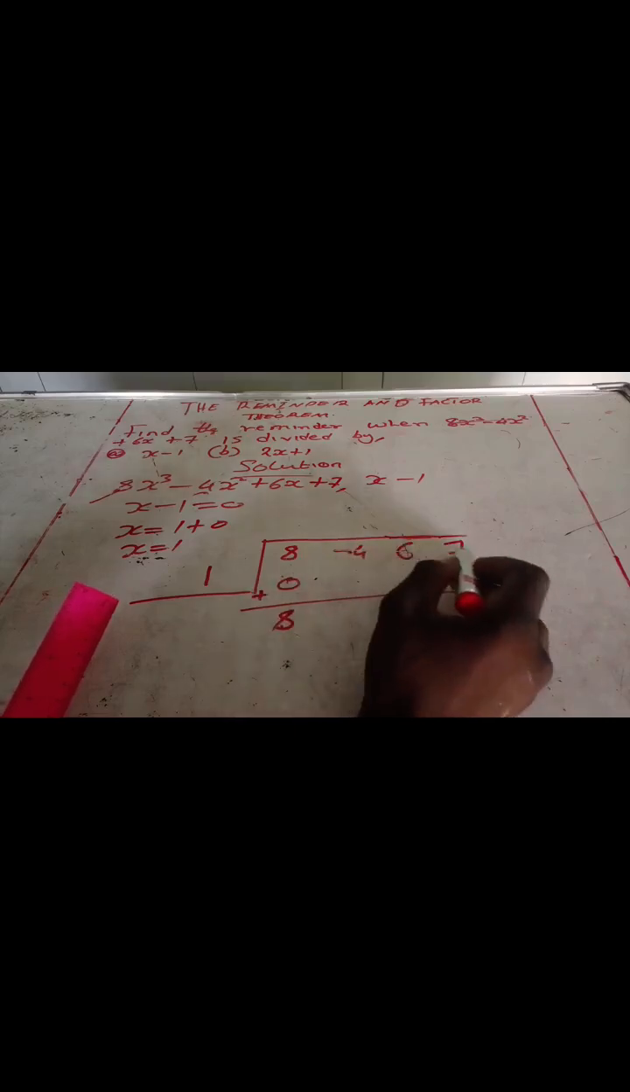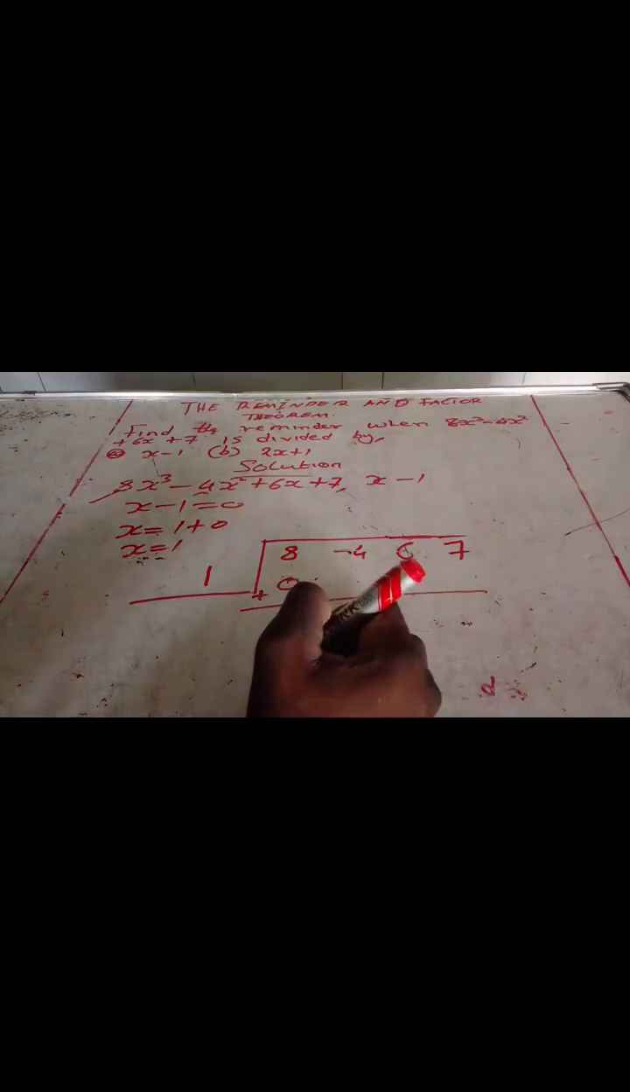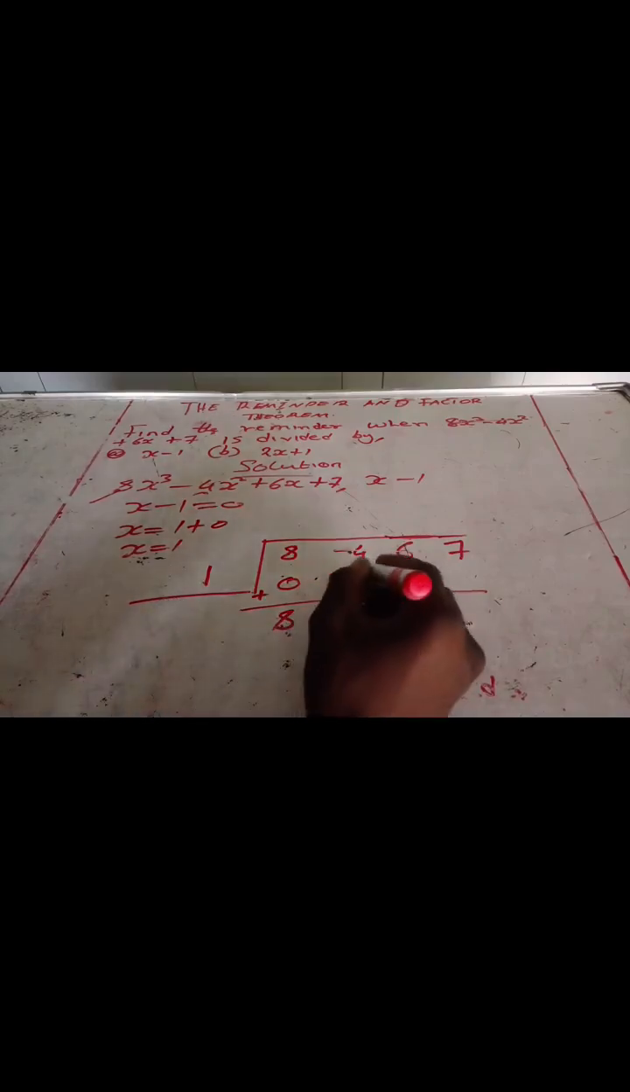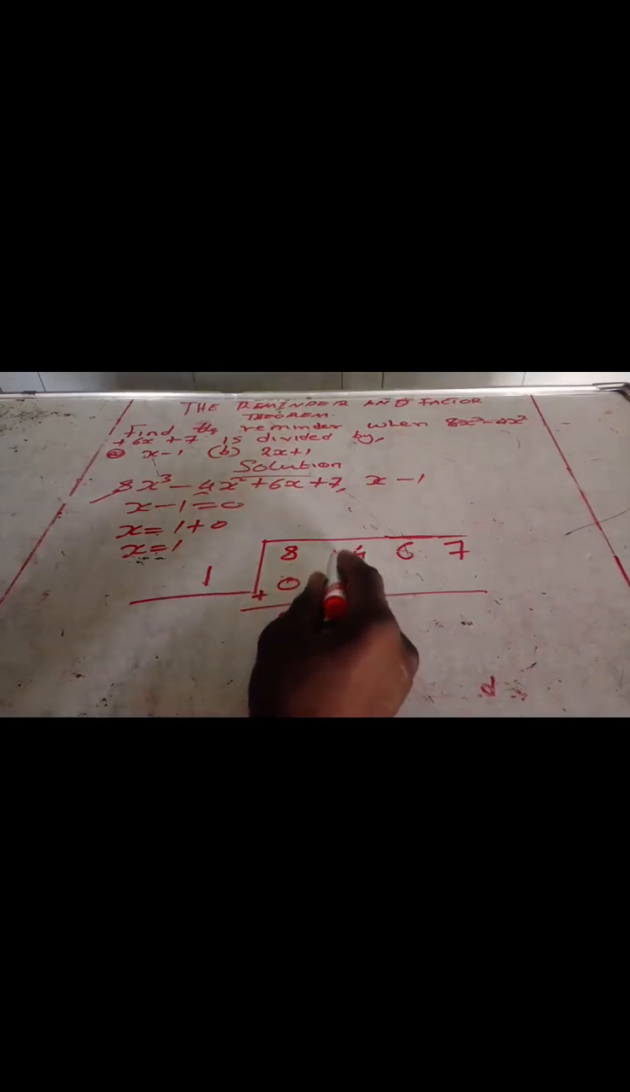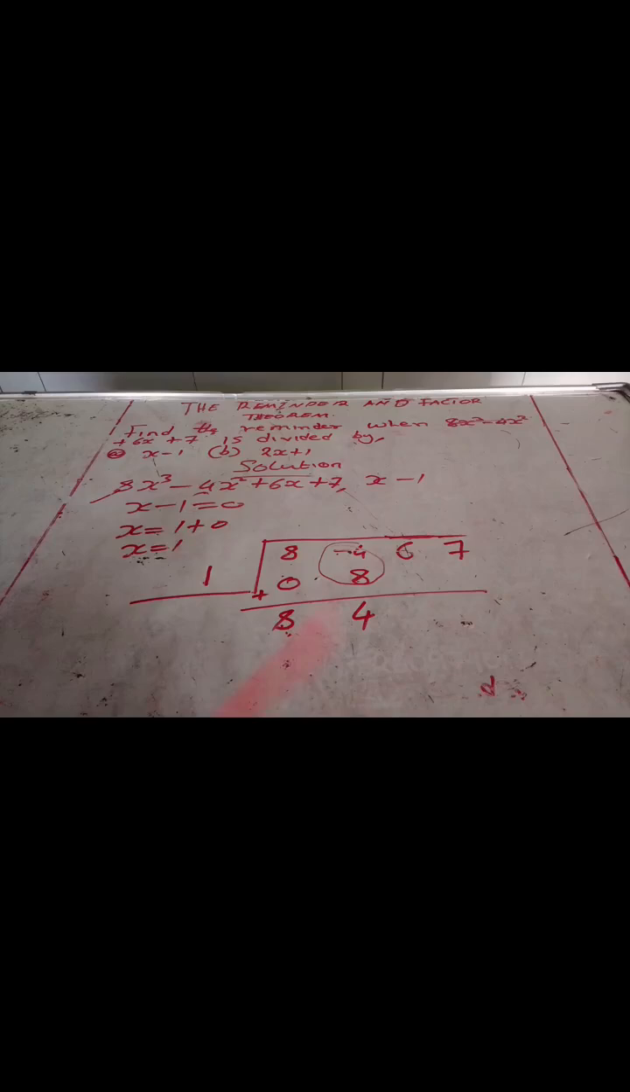So after writing the numbers in this long division line of ours, always add a 0 here. Then you start by doing this. 8 plus 0 will give us 8. Then 1 multiplied by 8 will give you 8. Then you add negative 4 plus 8, it will give you 4. We get the sign from the bigger number. In this here, 8 is the bigger number which has a sign of positive.